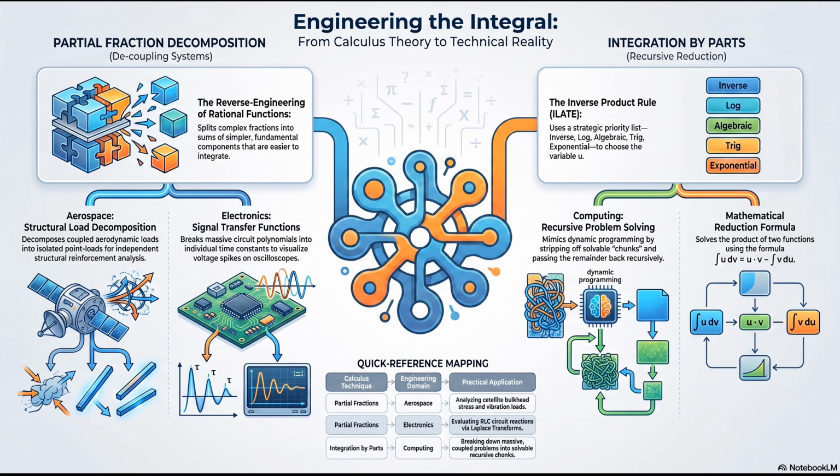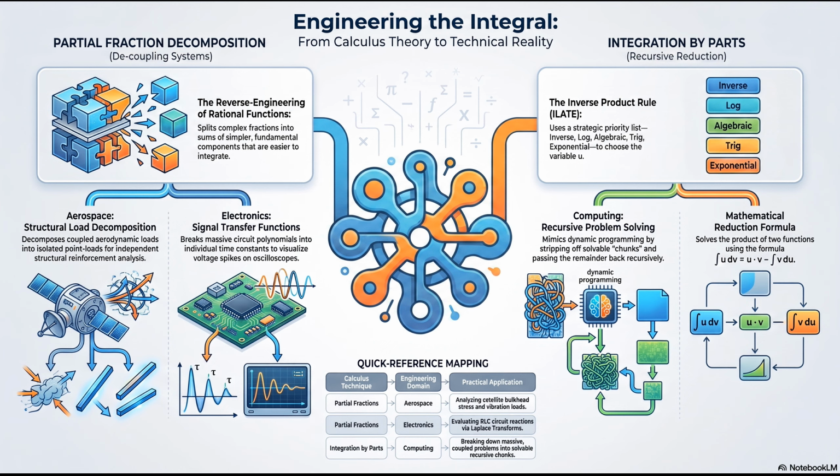Okay, let's unpack this. To integrate it, you have to use partial fraction decomposition. As long as you have what they call a proper fraction, meaning the degree of the numerator is strictly less than the denominator, you can basically reverse engineer it. Yes, exactly. You take that messy denominator, say it's a coupled system represented as 1 over the quantity x minus a times x minus b, and you mathematically force it apart into two separate, simpler fractions. Right, so you get A over x minus a plus B over x minus b. Which is an incredibly powerful algebraic maneuver.